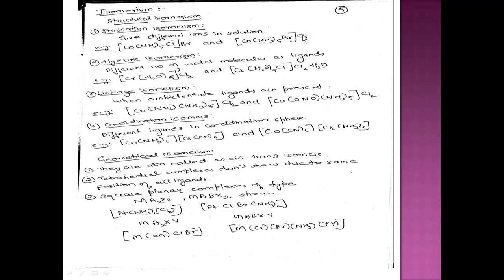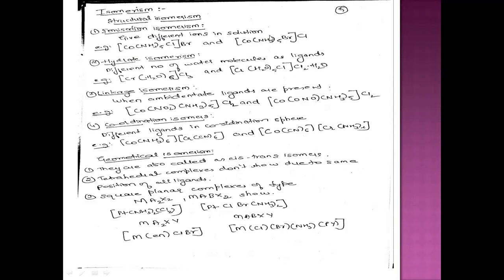Ionization isomers are nothing but 2 compounds with the same molecular formula. Check the molecular formula in both compounds. It is Co1 N5 H15 Cl Br. Similarly here, Co1 N5 H15 Br and Cl. So the molecular formula is the same, so the number of each constituent atom is the same. But what is differing here?